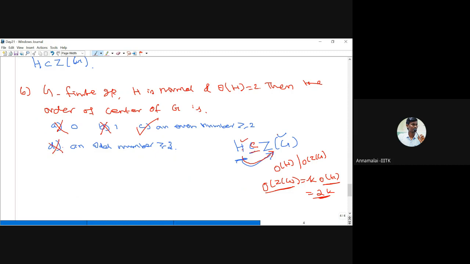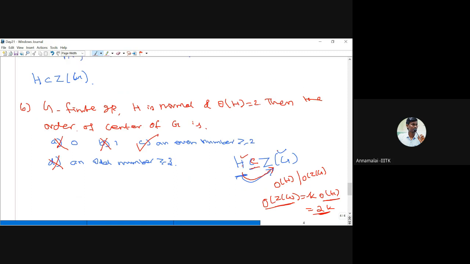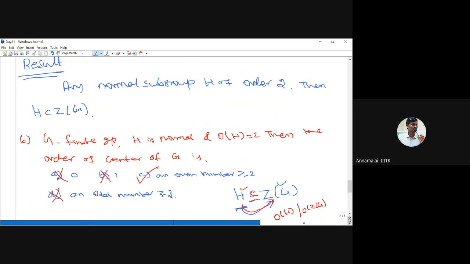Because the order of a subgroup divides the order of the group, right? Since H is a subgroup of Z of G, the order of H divides the order of Z of G. Since the order of H is 2, the order of Z of G should be even. So you should know this result, it is a very important result. If you take any normal subgroup, so normal is very important, and order 2 is very important, whose order is 2, the subgroup is always contained in the center of the group.